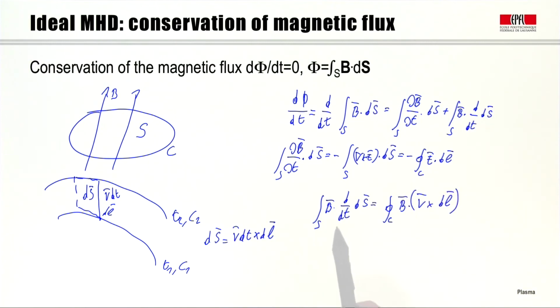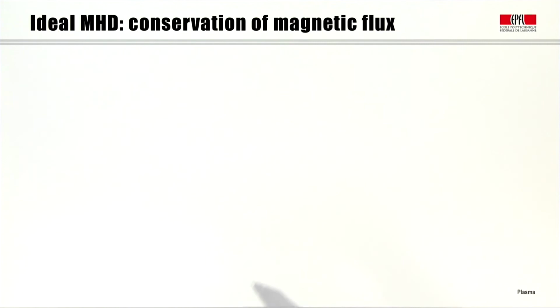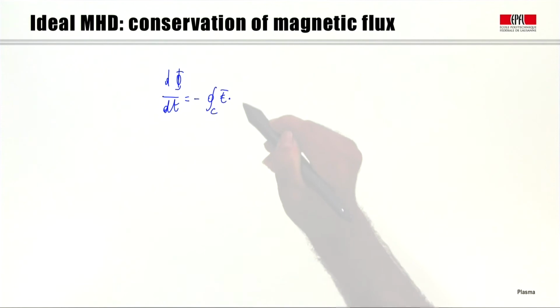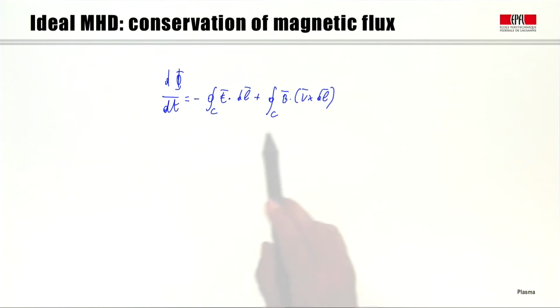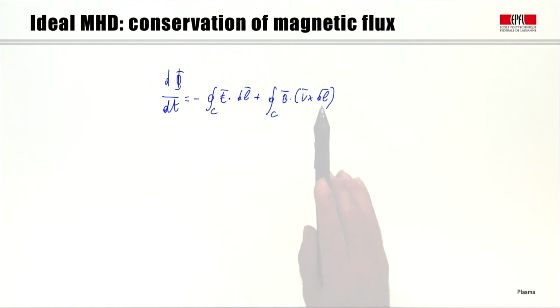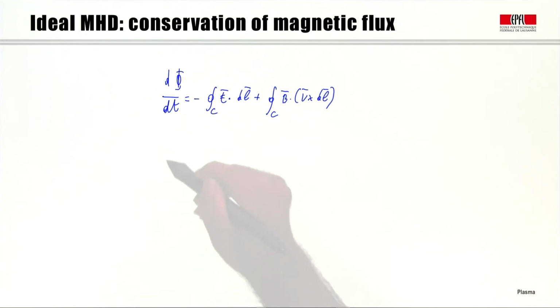So our surface integral B dot ∂/∂t of dS becomes the integral over the contour C of B dot v cross dl. We can now put the two terms together that we have obtained for the time derivative of the magnetic flux dΦ/dt. So we have two integrals over the contour C. We can rearrange the terms into the second integral and combine it with the first.